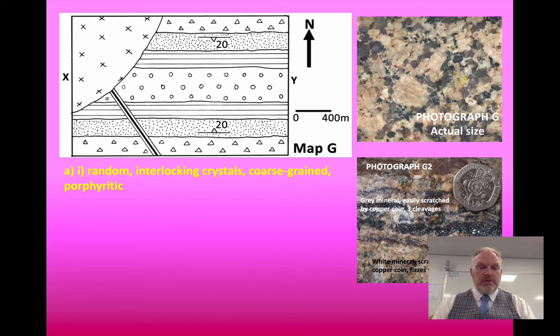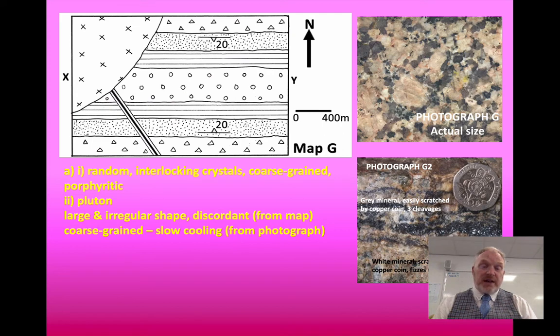Now we can tell that this granite forms a pluton. It's very large, cuts across the bedding, it's irregular in shape, and it's full of this very coarse-grained igneous rock. It must be a pluton. So we can see the shape from the map and its relationship to the rocks, and the fact it's coarse-grained means it's very slow cooling that's formed this rock.